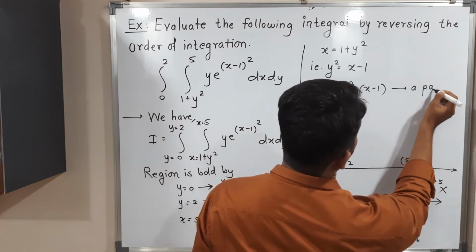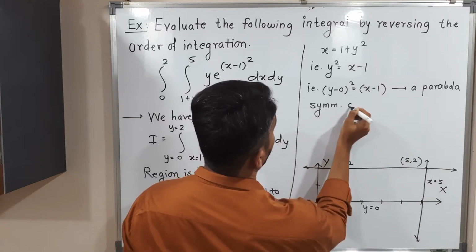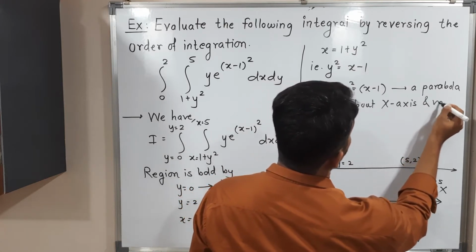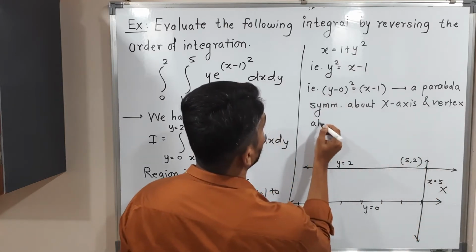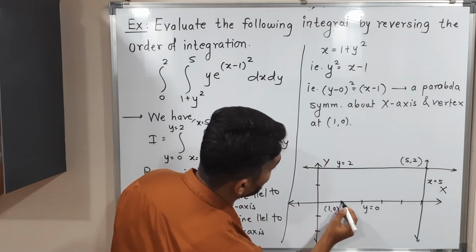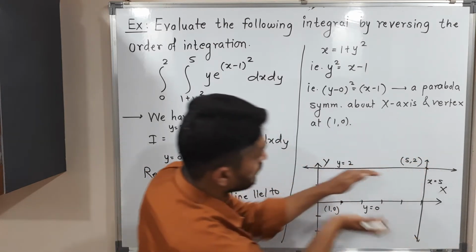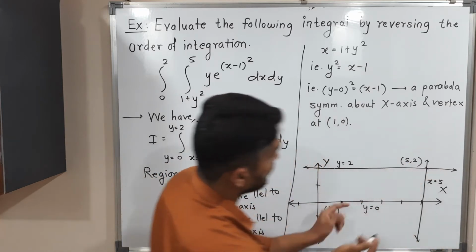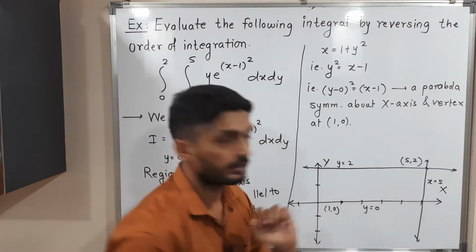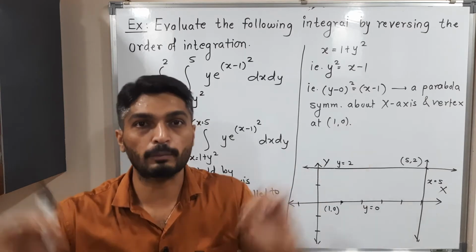A parabola symmetric about the x-axis and vertex at (1, 0). Where is (1, 0) here? So this is (1, 0). It is symmetric about the positive x-axis, opens in the direction of the right-hand side, and has vertex at (1, 0). So we have a parabola like this. This parabola will definitely cut the line x is equal to 5. Let us find the point of intersection first so we can draw that parabola easily.